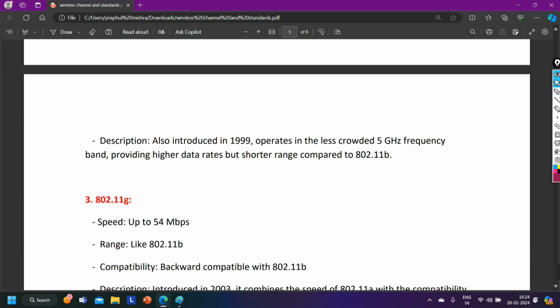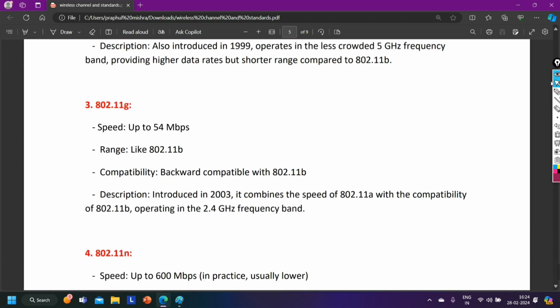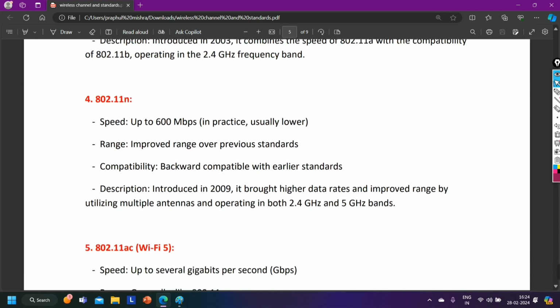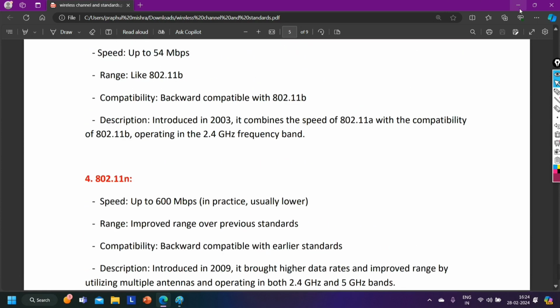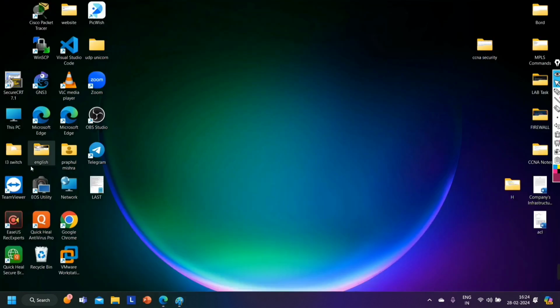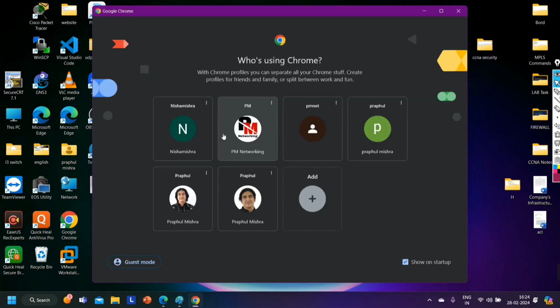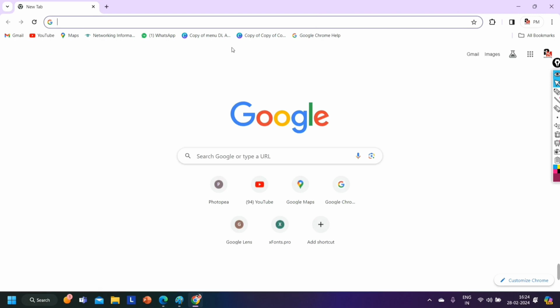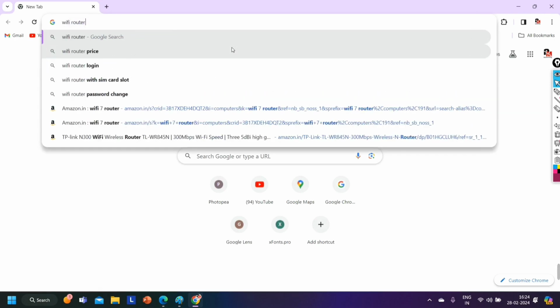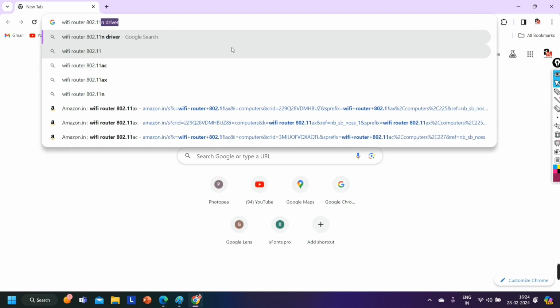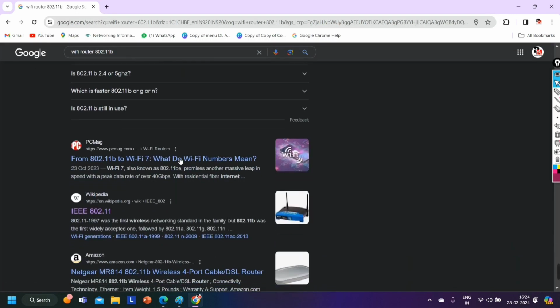Okay, then guys, description. After that, if you want to check the pricing or how you will choose the AP or wireless router for your network, simply type the standard in your browser and you will get detailed information about it. Like I can say Wi-Fi router, let's say 802.11b, right?